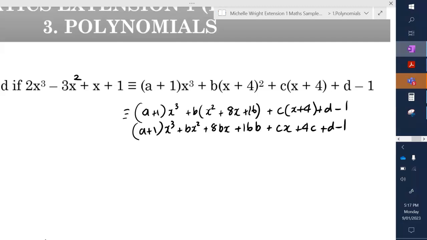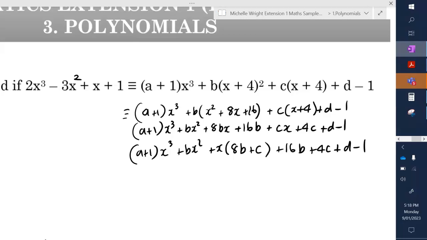I'm going to get the coefficients in the right order now to go with their powered terms. So I'm going to have an x cubed. My x squared is going to have a b, but my terms with x in it are going to be 8b, because there's an x there, plus a c, and everything else is going to be a constant term. And that's going to be my 16b here, my 4c, my d, and my minus 1. So now that it's in that form, now I actually can equate coefficients. So out the front of the x cubed, is a 2 there.